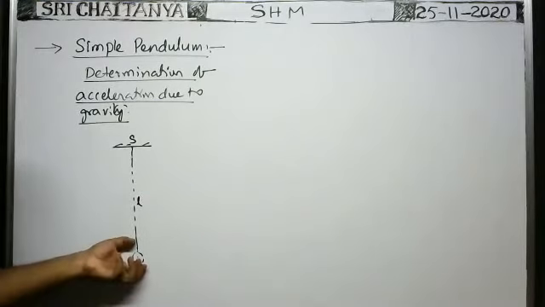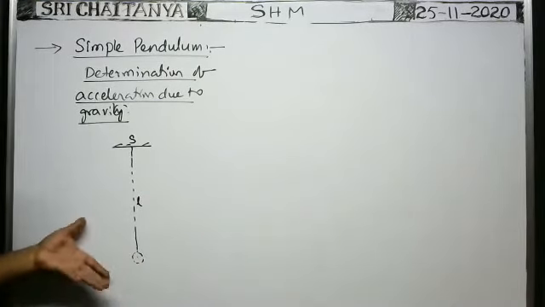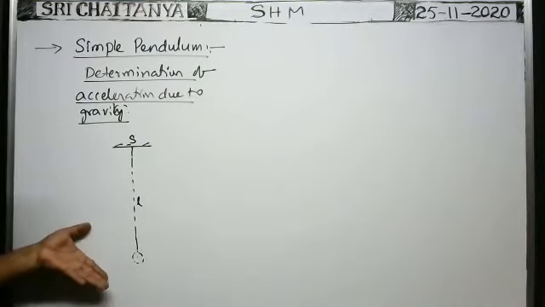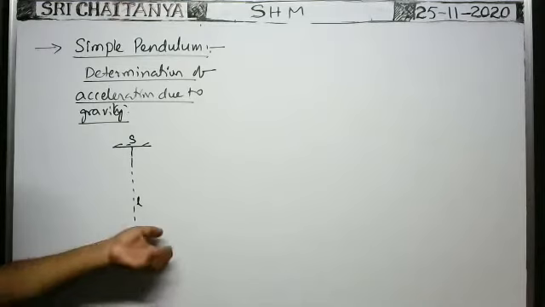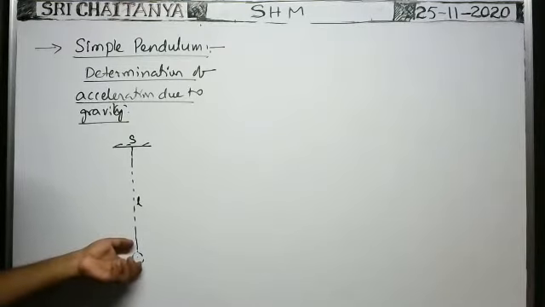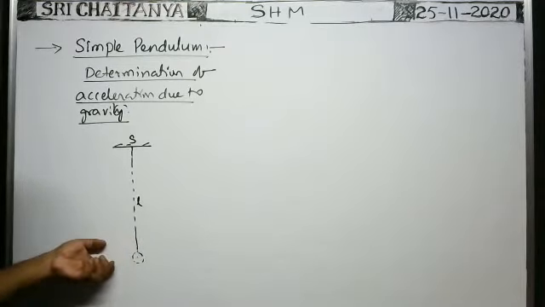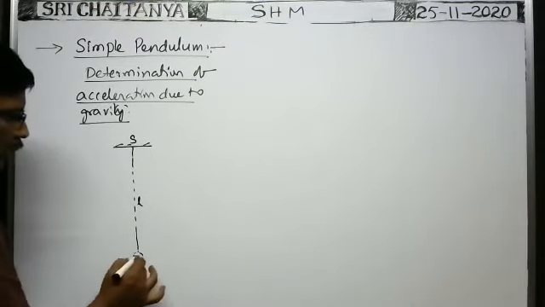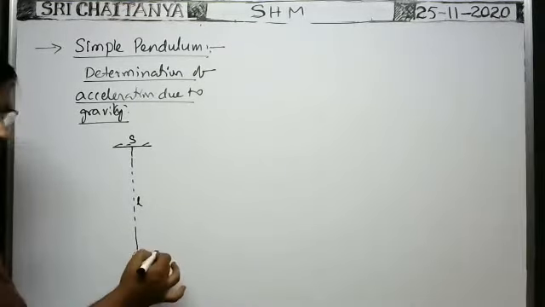Now you pull the bob aside through a small distance and you release it. It makes to and fro oscillations like this. Whenever it is displaced through a small distance aside and you release it, then almost all bobs of the simple pendulum move to and fro along the same straight line path like this.